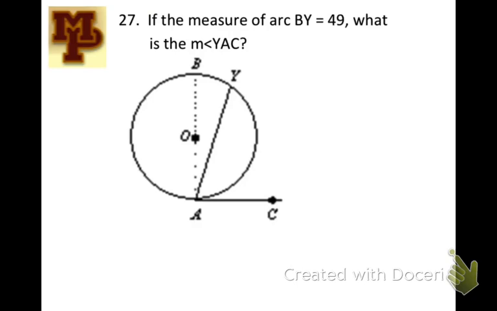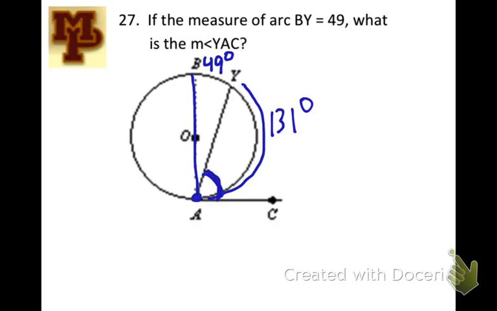All right, what's the measure of arc... Let's see what we got here. The measure of arc BY is 49. This is half the circle, so if that's 49, we could just do 180 minus the 49 to figure out what this arc is. That would be 131. And then this YAC here, whenever the vertex is on the circle, it's 1/2 of the arc measure it intercepts. So what's 1/2 of 131? That is 65.5.